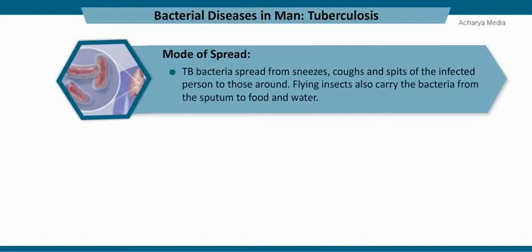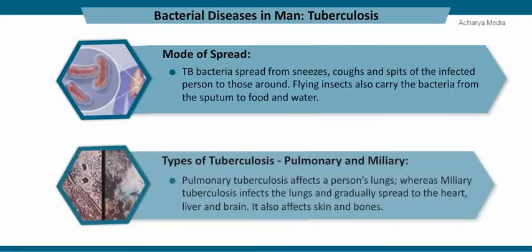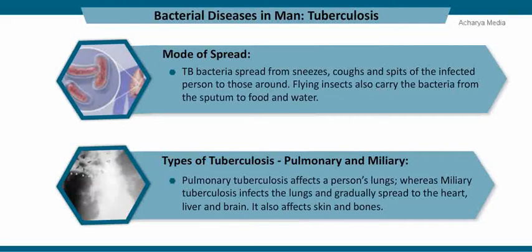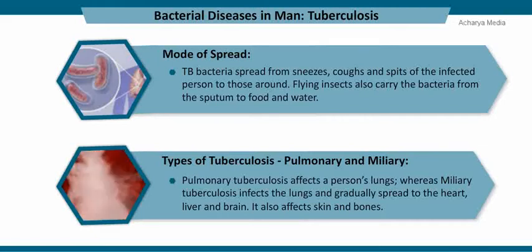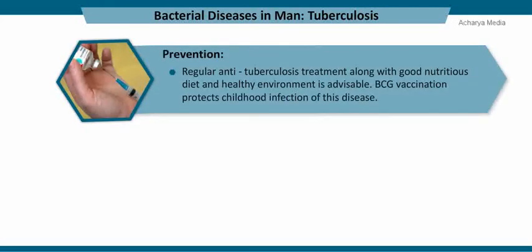In some conditions, the infected people remain unaware of the infection because of the milder symptoms. This condition is called latent tuberculosis. There are two types of tuberculosis: pulmonary and miliary. Pulmonary tuberculosis affects a person's lungs, whereas miliary tuberculosis infects the lungs and gradually spreads to the heart, liver, and brain. It also affects skin and bones. Regular anti-tuberculosis treatment along with good nutritious diet and healthy environment is advisable.